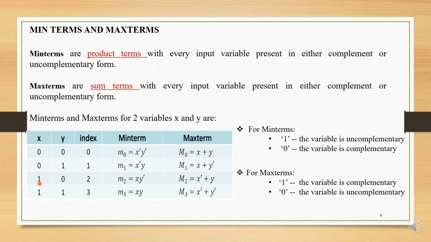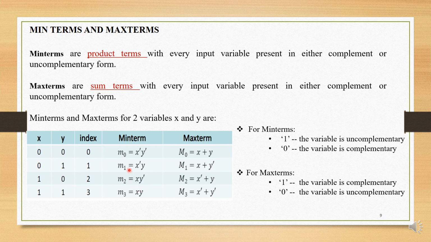Next combination is 1, 0. 1 is uncomplimentary, 0 is complementary. Minterm is a product term, therefore M2 is defined as x, y bar. Next combination is 1 and 1. 1 and 1 both are uncomplimentary in minterm representation. Minterm is a product term, therefore M3 will be x dot y. So this is how you represent the minterms for two variables x and y.